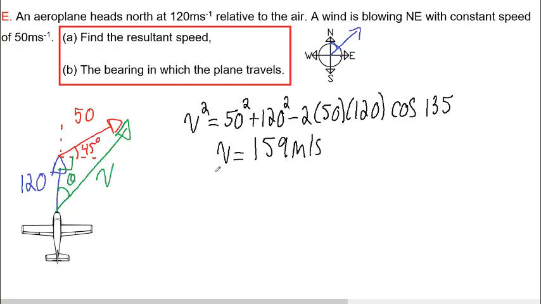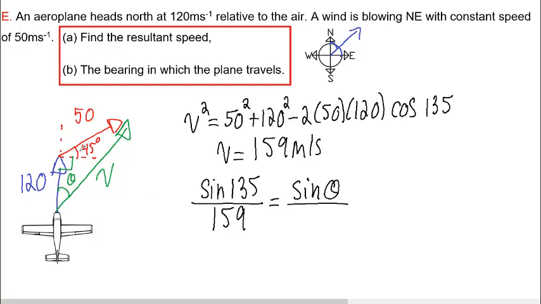Now, the second part is going to be the sine rule to find this angle here. So again, it's going to be sine of any angle in the triangle. We only know one, so let's use that one, divided by the opposite number, in this case 159, is equal to sine of the angle that we're looking for, theta, all divided by the side opposite the theta, which is 50. Again, multiply both sides by 50 and take the inverse sine, and that gives you an angle of 12.8 degrees.